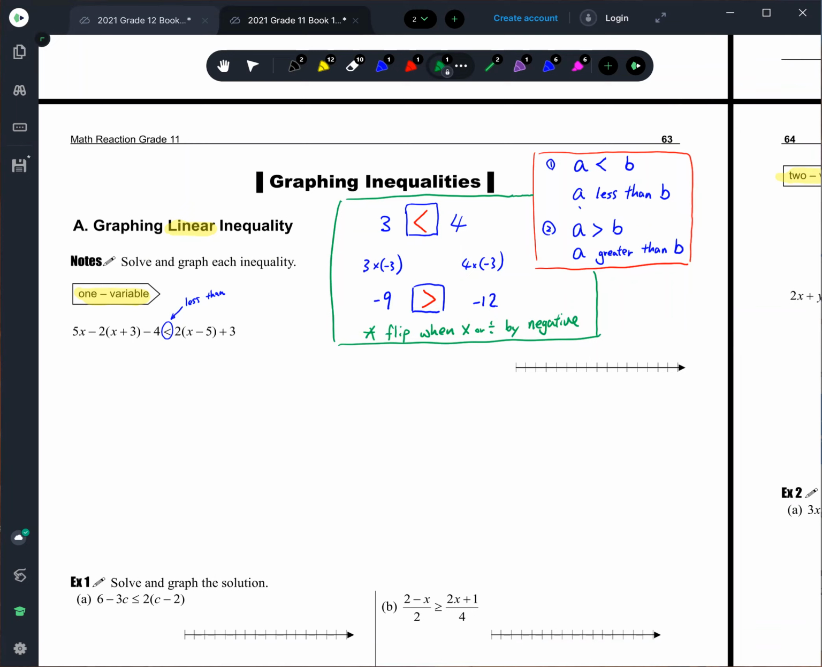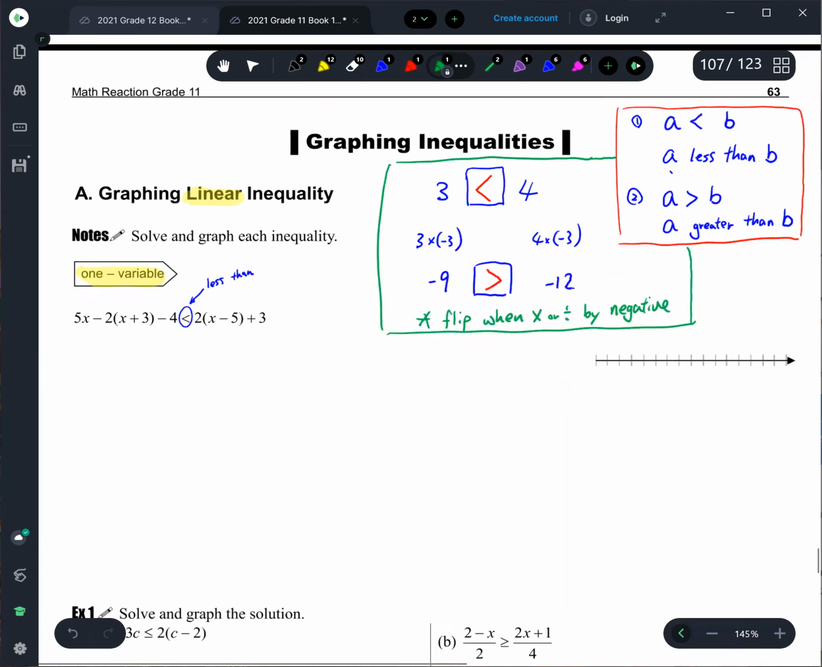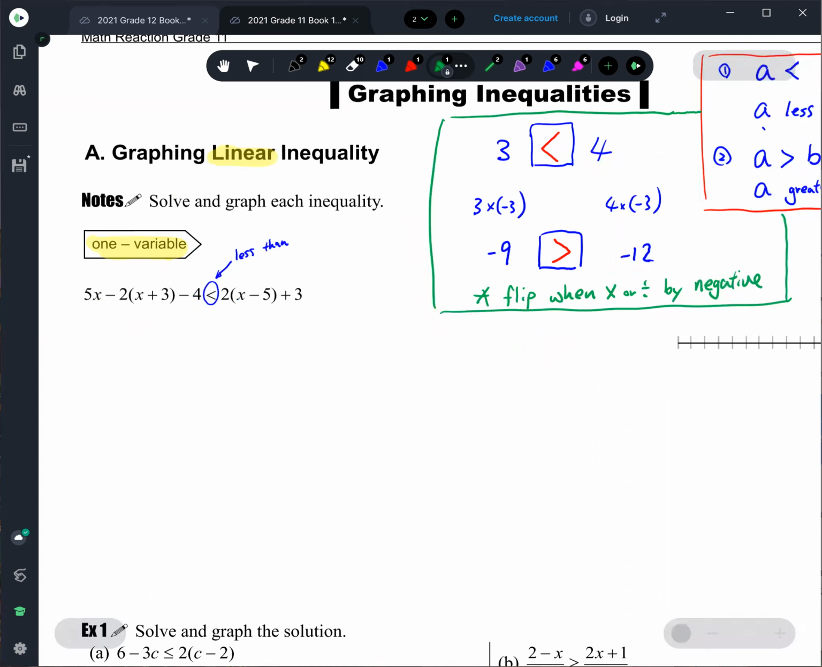Okay, so we are going to try to solve this first question here, okay? Same as solving an equation, just keep in mind, if you ever need to multiply or divide by a negative, your sign needs to change, okay? Otherwise, everything else is the same as solving an equation. When you move, you need to switch sign.